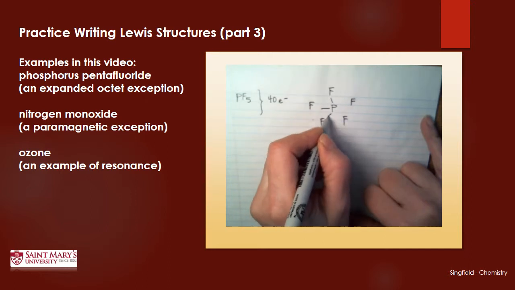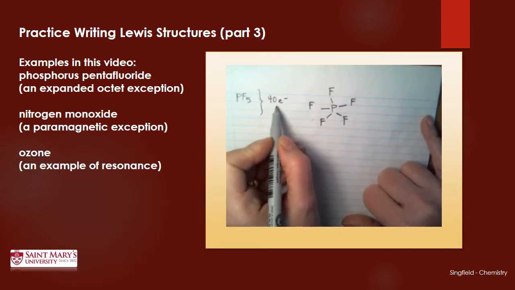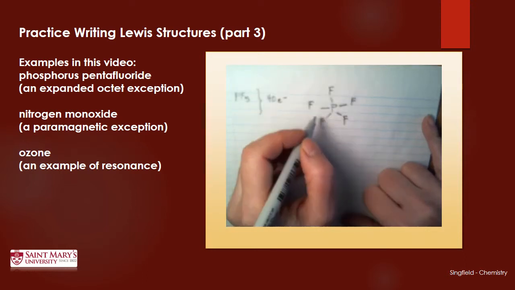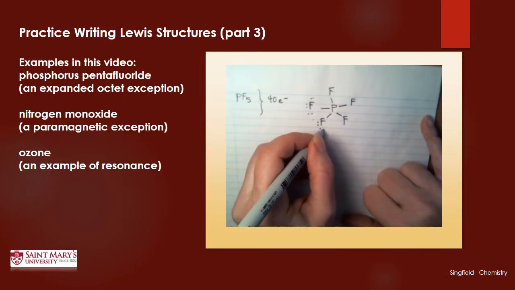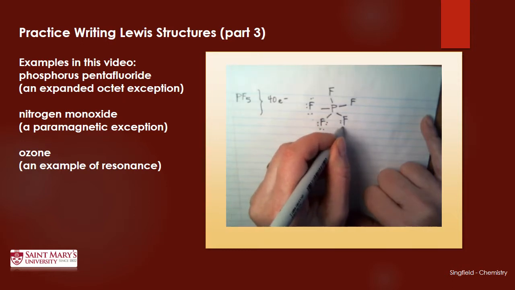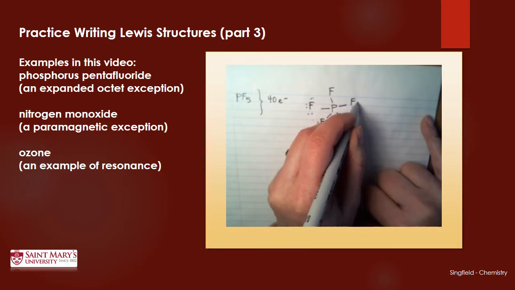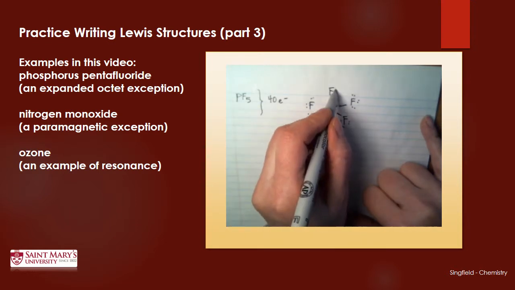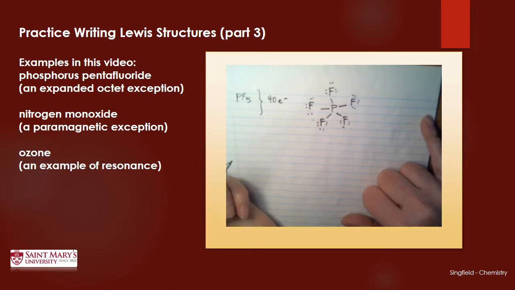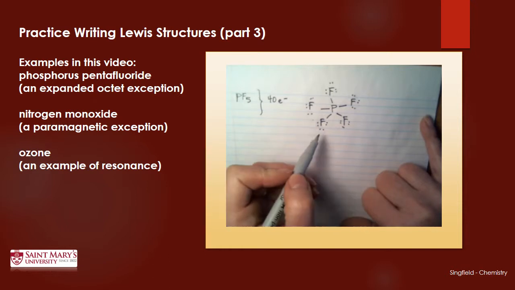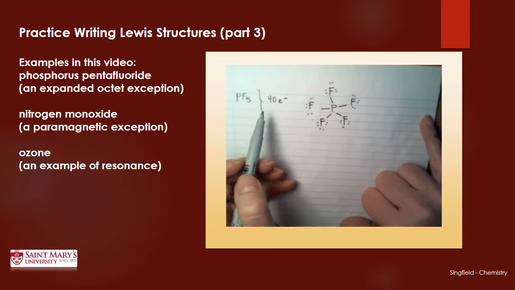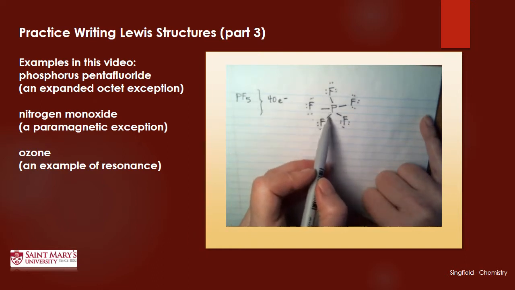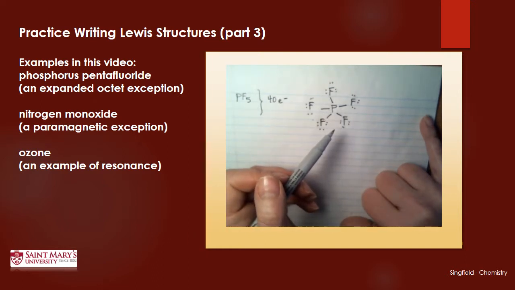2, 4, 6, 8, 10, and I'm going to go up to 40. So 2, 4, 6, 8, 10, 12, 14, 16, 18, 20, 22, 24, 26, 28, 30, 32, 34, 36, 38, 40. So I've used up all of the electrons. I have an octet of electrons around each fluorine. That's great. But one thing that I had to do was put 2, 4, 6, 8, 10 electrons around phosphorus.